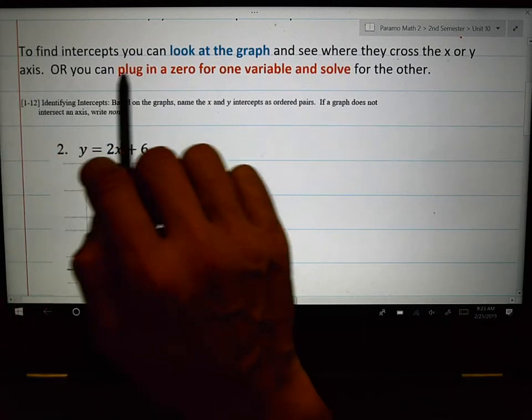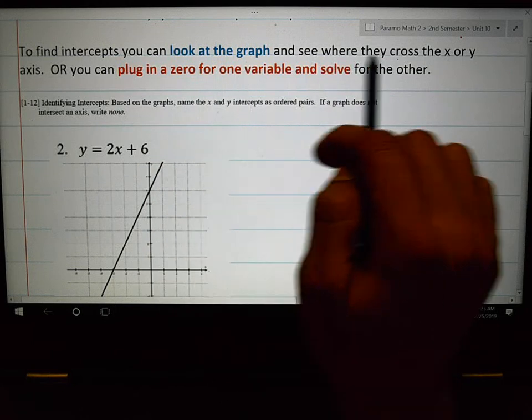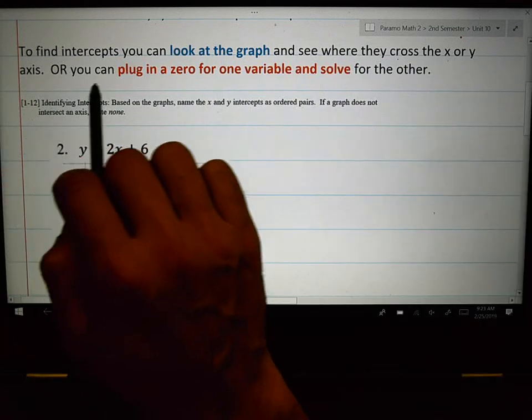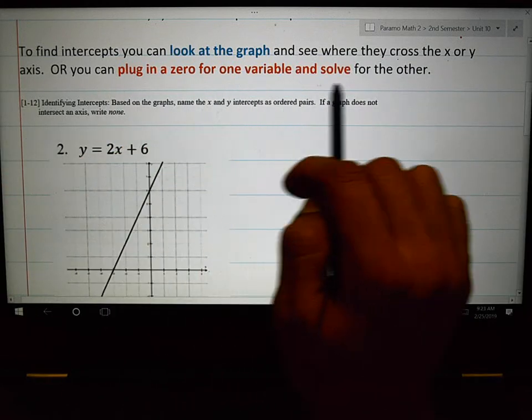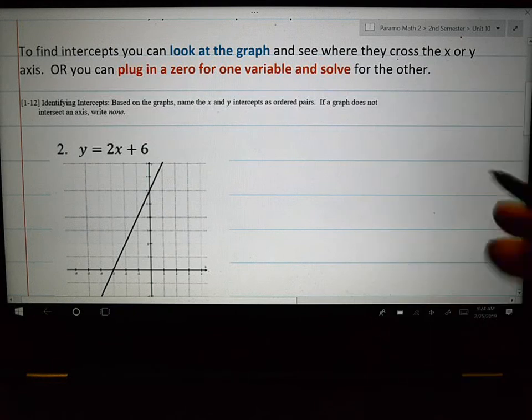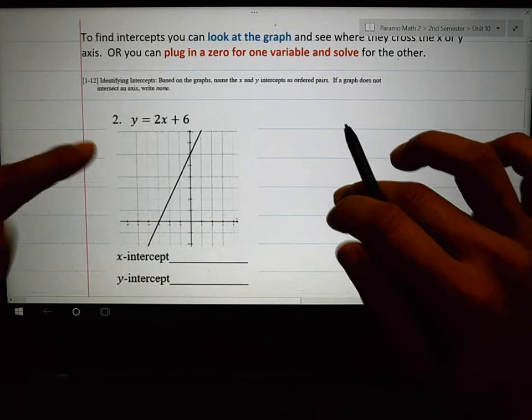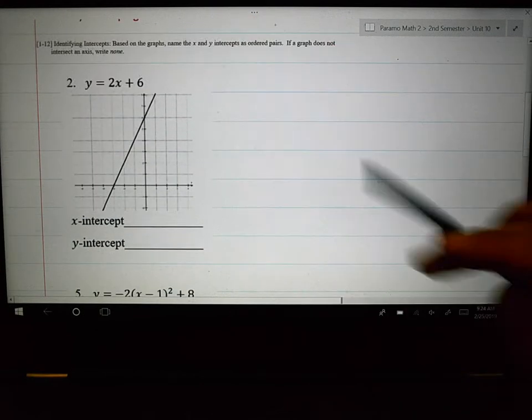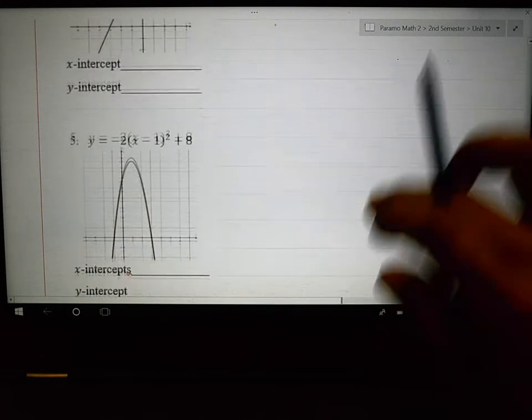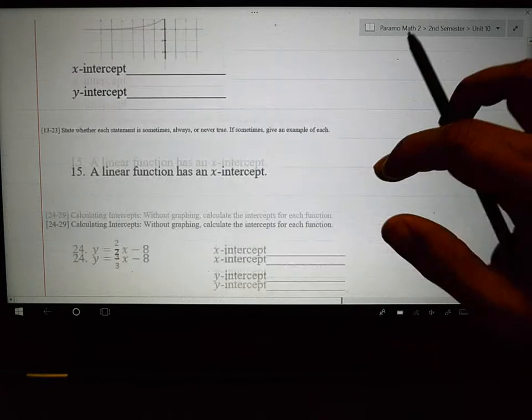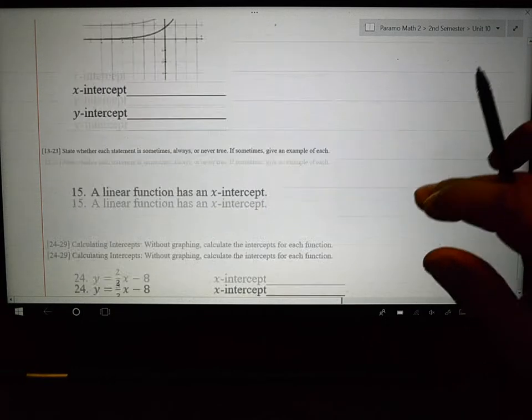To find the intercepts, you can either look at the graph and see where they cross the X or Y axis, or you can plug in a 0 for one variable and solve for the other. I'm going to use both techniques when I get to the examples. Let's actually get to the examples. Here's my plan. You have the worksheet in front of you. I'm going to do problems 2, 5, 8, 15, and 24.